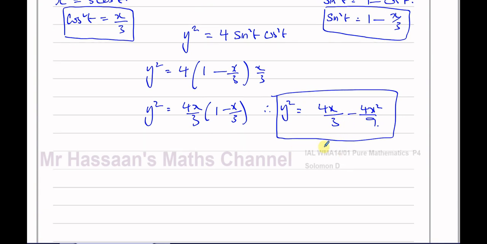So for example, if you wanted to write that as one fraction, you could write this as 12x minus 4x squared, over 9. Okay, that would be the same as 4x over 3 minus 4x squared over 9. Yeah, you could write it like this if you want to. However you wish to write it, you can write it. But this is a perfectly fine way of writing your answer.